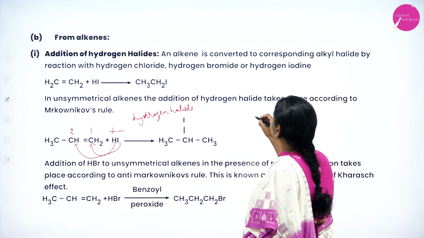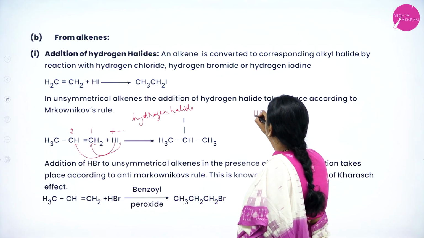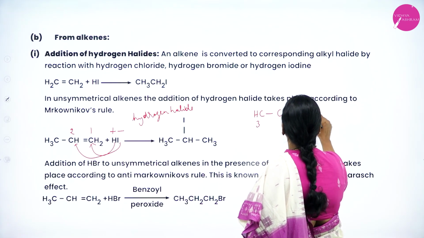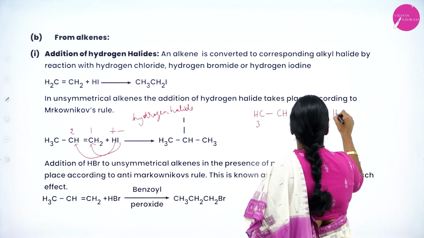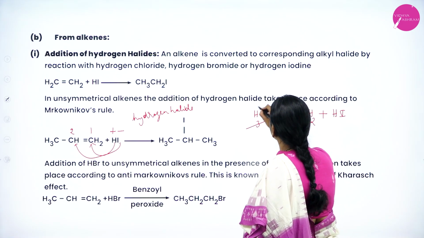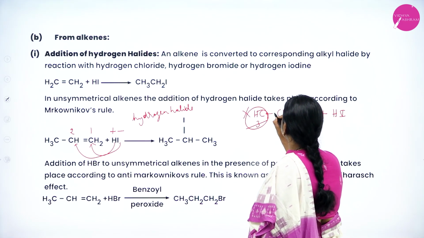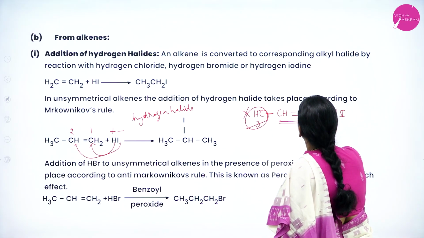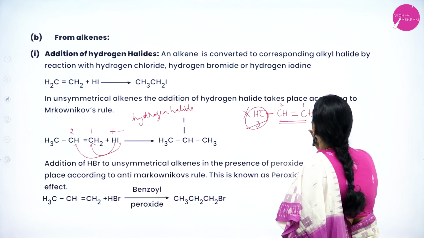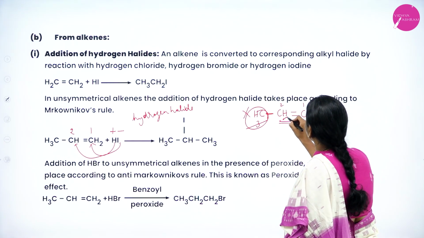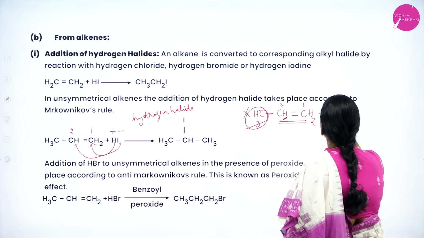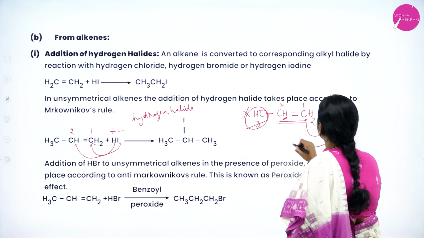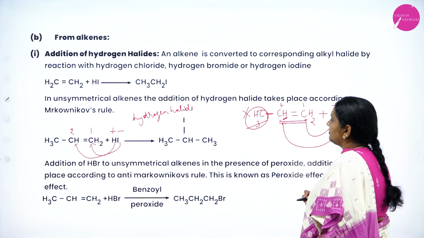Look once more. CH3 CH double bond CH2. I'll add HI. Don't consider this carbon because it is attached with a single bond. Now let's consider these two carbons. This is first and this is second. It carries 2 hydrogen. How many hydrogen does this carry? 1 hydrogen. Plus goes to the carbon carrying more number of hydrogen, minus goes to the carbon carrying less number of hydrogen.